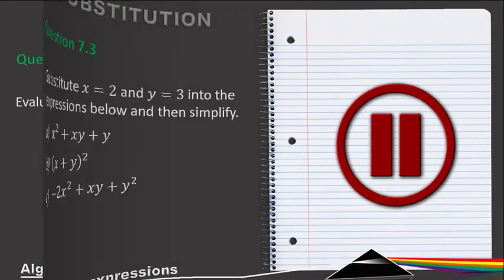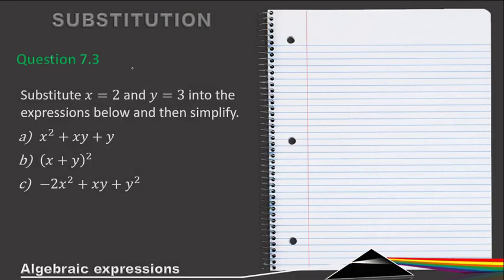Okay, so substitute x equals 2 and y equals 3 into the expressions below and then simplify. So now we have two variables and we're given their values. For the first one, for a, we've got x squared plus xy plus y. My value for x is 2, so wherever I see x, I say 2 squared plus 2 times y, which is 3, plus 3. So this is 4 plus 2 times 3 is 6, plus 3. So this is 10 plus 3, which gives me 13.